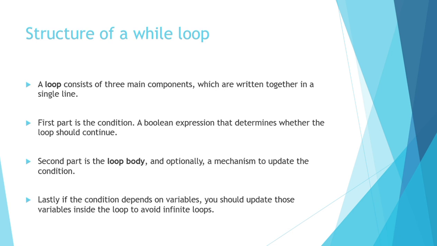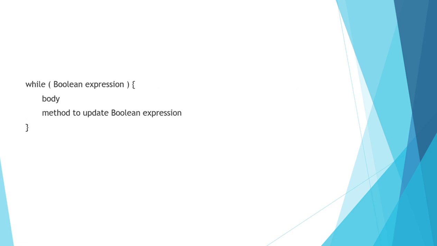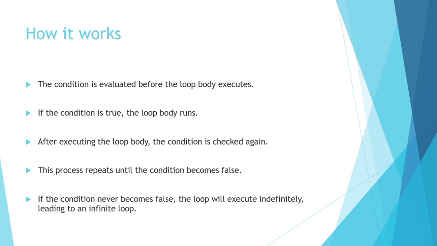Execute the loop body. The loop body contains the actions or statements to be repeated. Update the condition. If the condition depends on variables, you should update those variables inside the loop to avoid infinite loops. The structure of a while loop looks like this. Having discussed the 101s of a while loop, let's have a look at how it works.